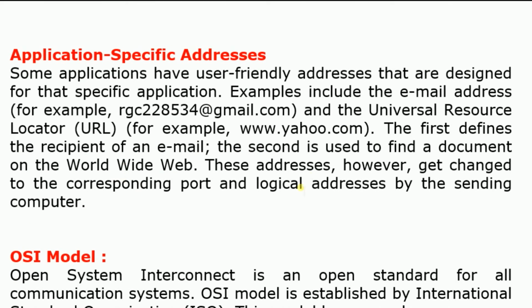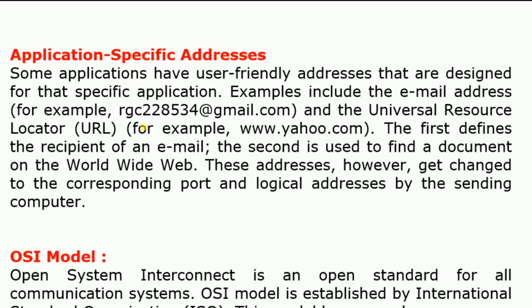Then application specific addresses. For each and every application, for identification, there will be one address. Maybe, for example, your email IDs, or the website address, that is URL. These are examples of application specific addresses. Okay, so these are the addressing modes.